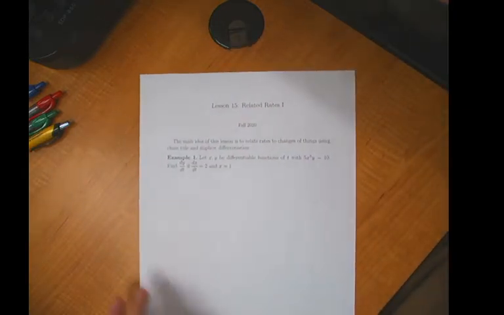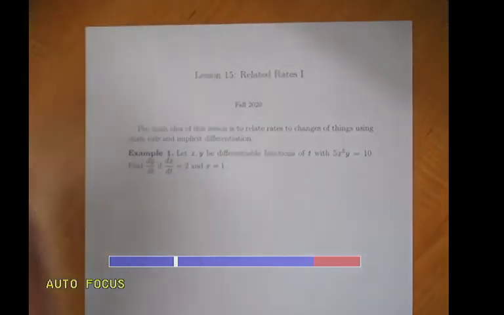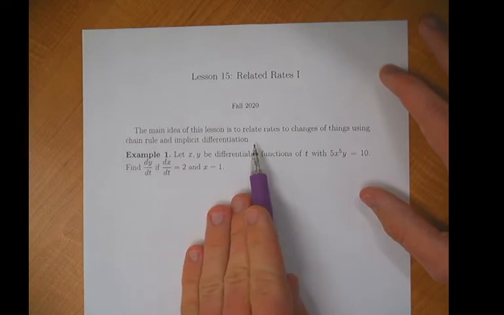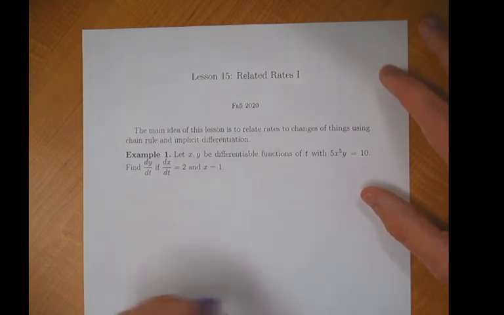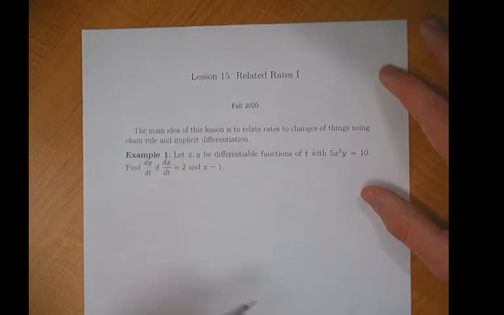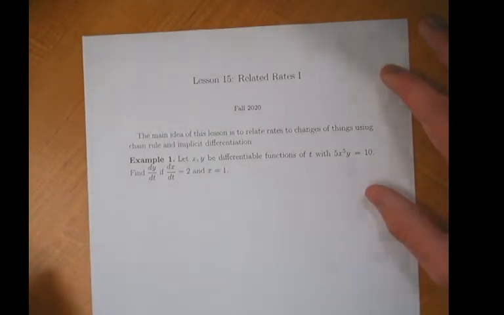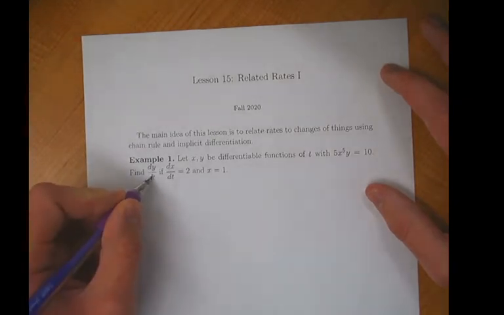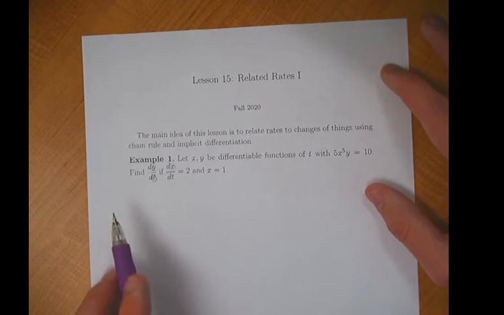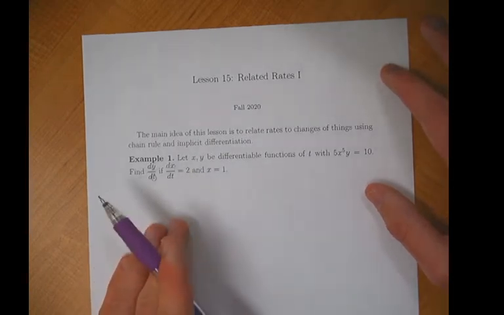So basically, we're just going to go straight into some examples. Like I said, the main idea of this lesson is to relate rates of change of things or objects using both the chain rule and implicit differentiation. So lesson 15 is essentially a continuation of lesson 14, except now our independent variable is t, and we have two differentiable functions of t. Let's take a look at example 1 to see what I mean.